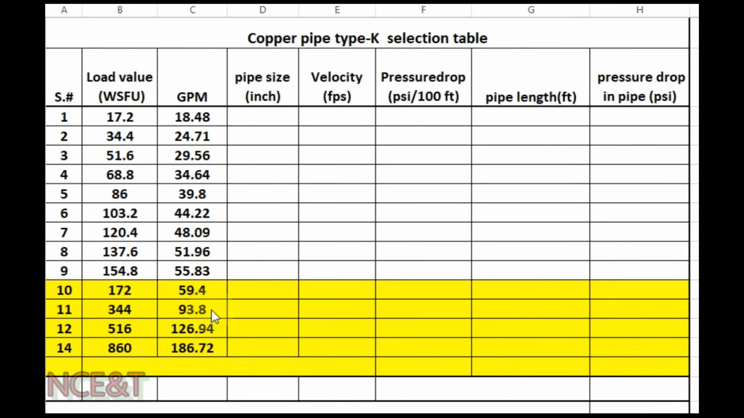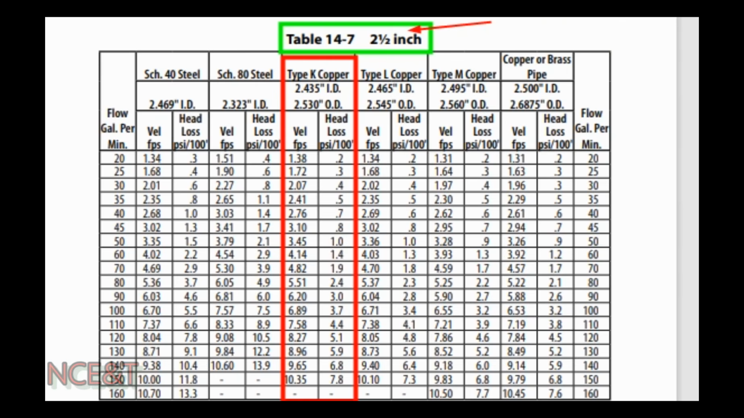For pipe segment 11 we have GPM value 93.8. Let us select the pipe for segment 11 having GPM 93.8. We will select for it 2.5 inch pipe size. In this table we can see we have 90 GPM and 100 GPM. Let us check for both. For 90 GPM we have the velocity for copper pipe type K 6.2, and for 100 GPM we have the velocity 6.89. Both are inside the maximum limit of 8 feet per second.